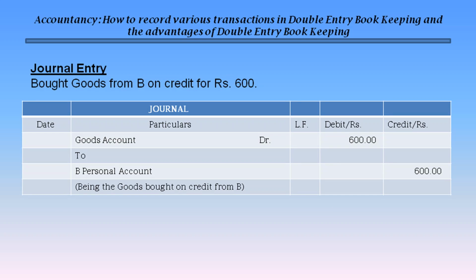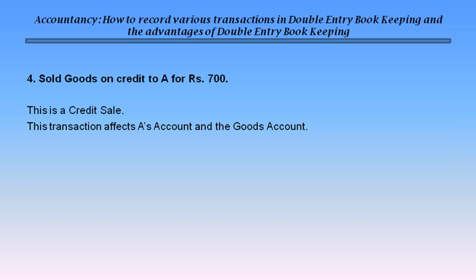Journal entry for bought goods from B on credit rupees 600. Goods account debit 600 rupees to B's personal account credit 600 rupees, being the goods bought on credit from B.